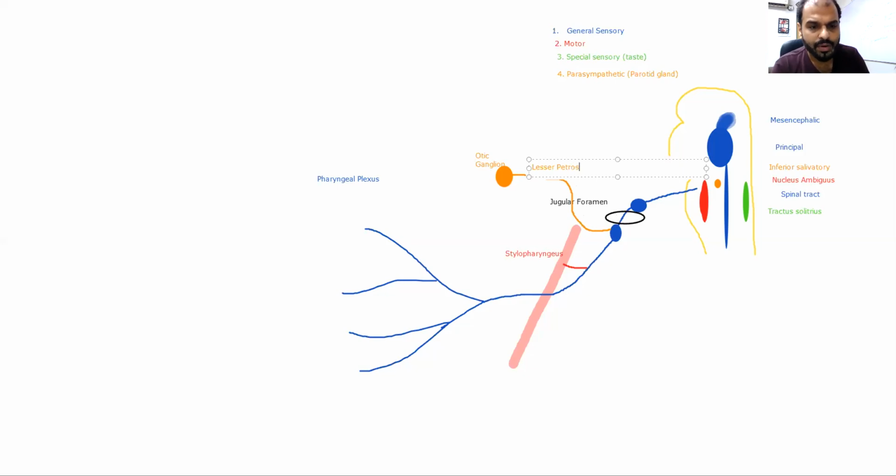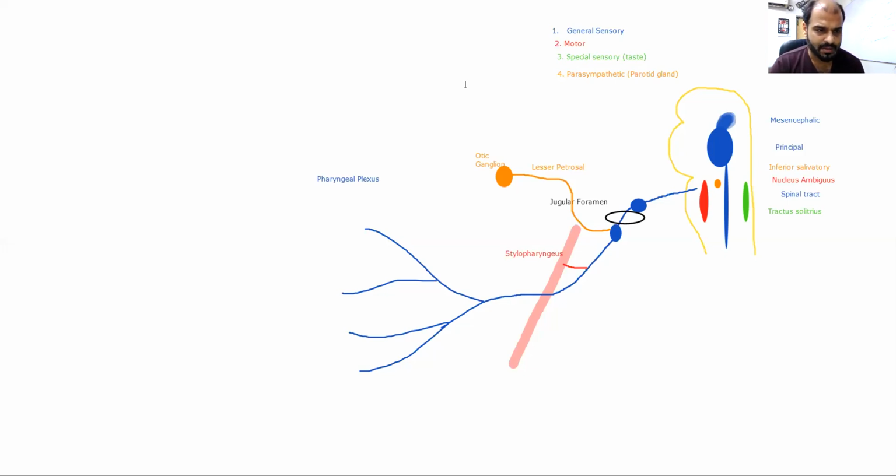So we have completed 2 major functions. The parasympathetic function is done and the motor supply is done. This is the only motor supply, this is the only parasympathetic function. Now, in the pharyngeal plexus, let us finish the special sense, which I mean to say the taste as well.